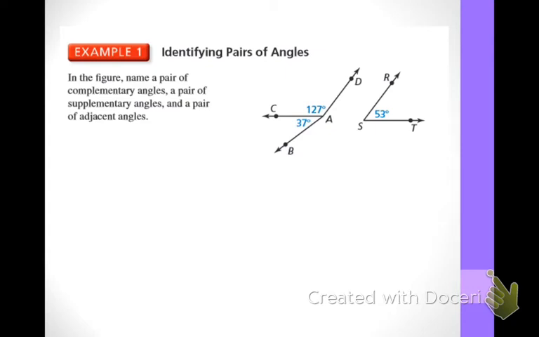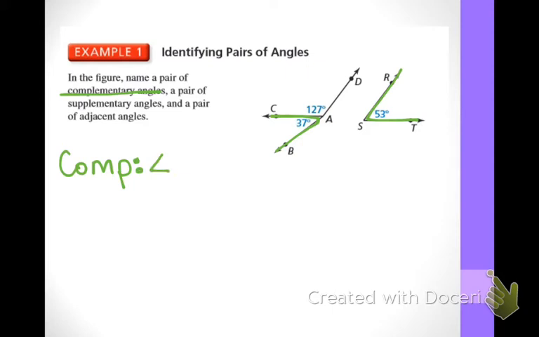in the figure we're going to name pairs of angles. We're going to start with complementary angles. Complementary angles are angles that do what? They add up to 90. They do complement each other. But they add up to 90. So what two numbers add up to 90 in this picture? 37 and 53. So we're going to name these angles. Okay? Can I name, so name an angle, not by the measurement.